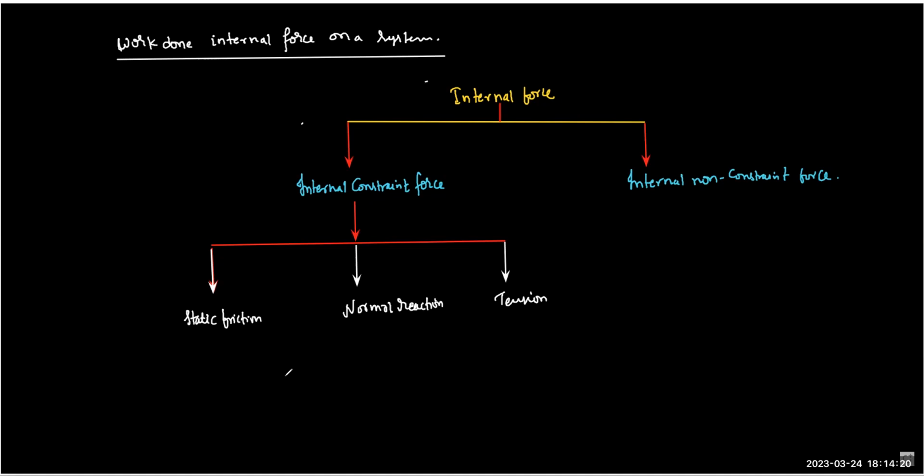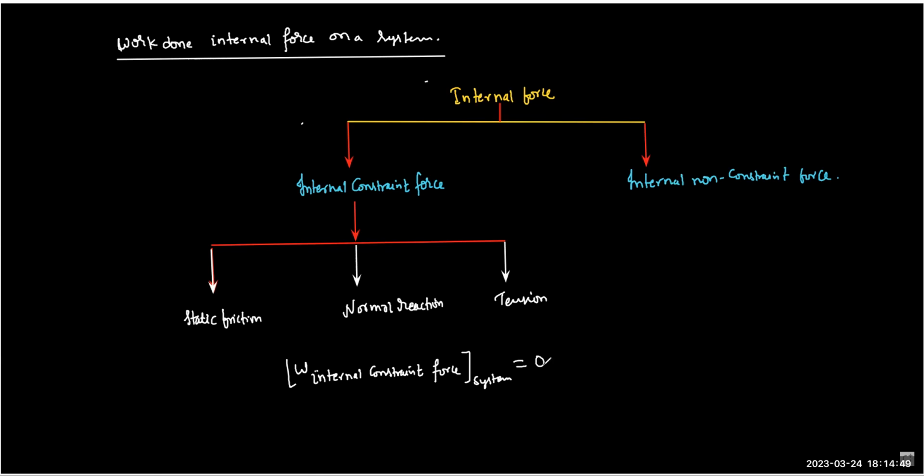So what I can write in general is work done by internal constraint force on a system is always zero. So no need to even think about it. I mean, you can create some example and you can explain.